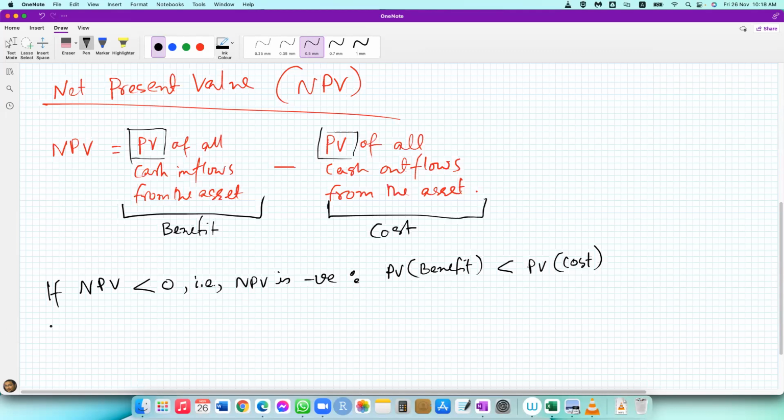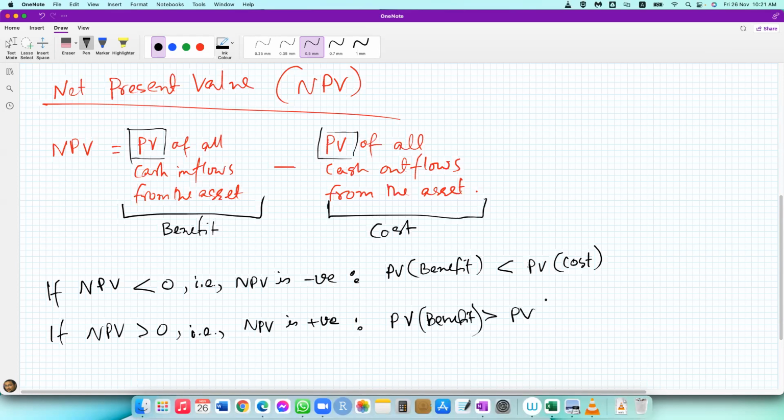And similarly, if NPV is greater than 0, then what happened? How do we see that? Then it is also equivalent to say that NPV is positive. So if NPV is positive, what does that mean? It means present value of benefit is greater than present value of cost. So we should be happy with that, and we should be unhappy with the previous one, right?